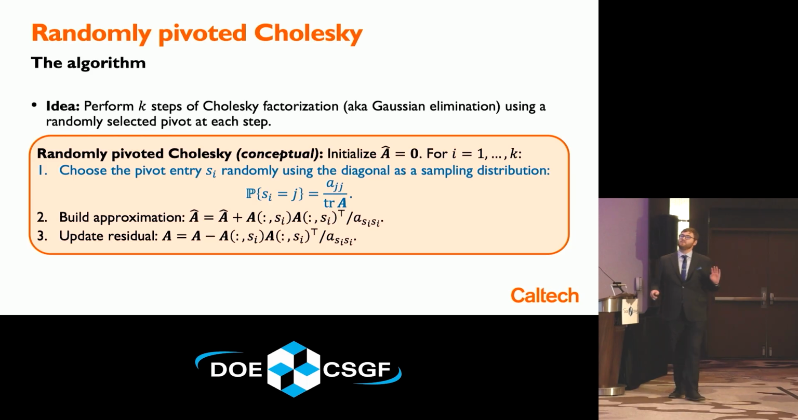All right, so this is the most technical slide of the talk. Here is the actual algorithm. For those of you familiar with linear algebra and Gaussian elimination and such things, the idea of the algorithm is to perform k steps of Cholesky factorization, also known as Gaussian elimination, using a randomly selected pivot entry at every step.